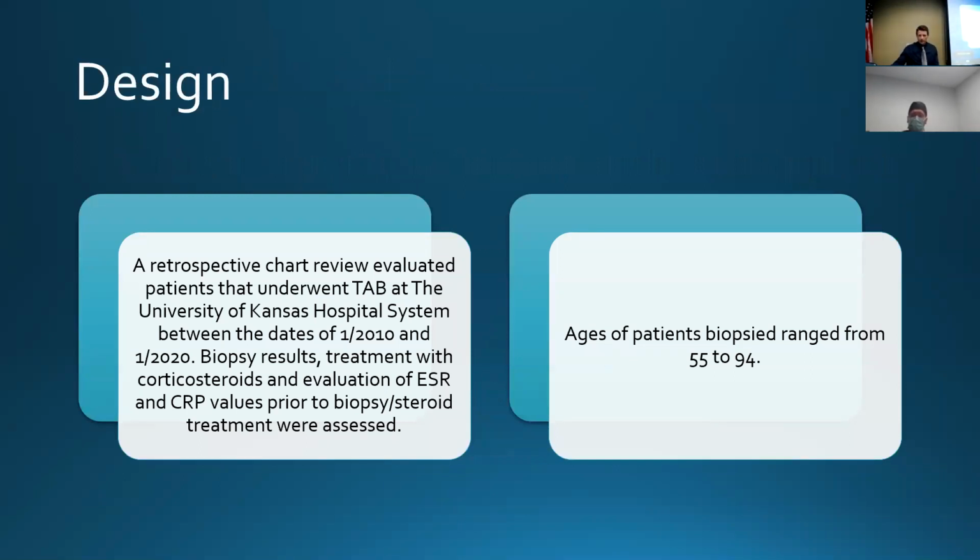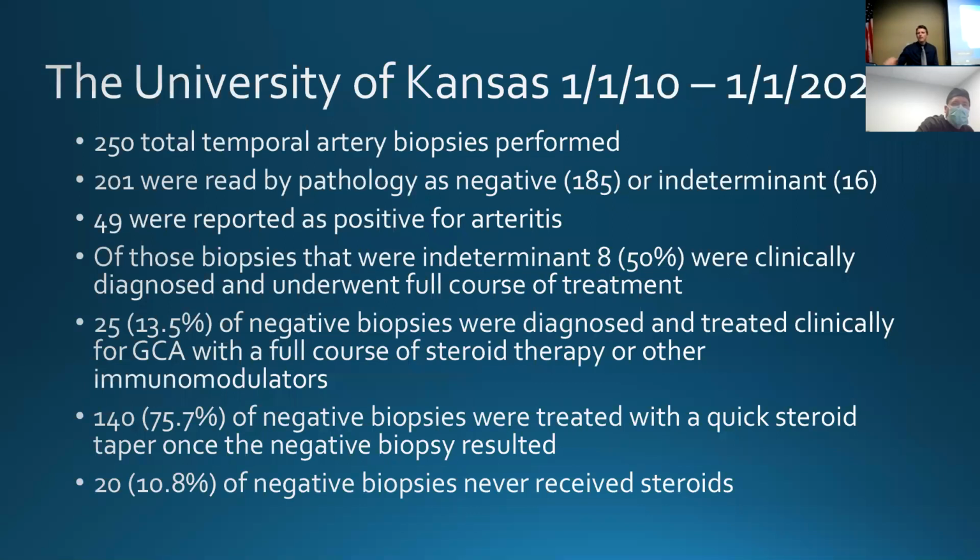I looked at all TABs that were done over a 10-year span, which was a lot of cases and a lot of charts to review. I looked at biopsy results, treatment with corticosteroids, and then evaluated their ESR and CRP values prior to biopsy or steroid treatments. The age range of patients that were biopsied fell between 55 and 94.